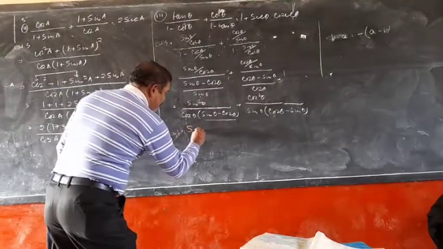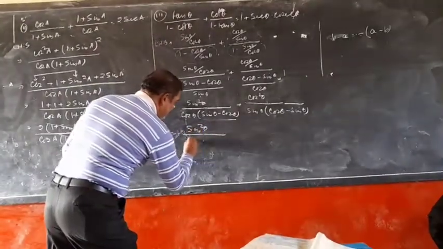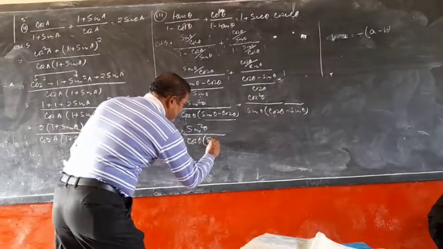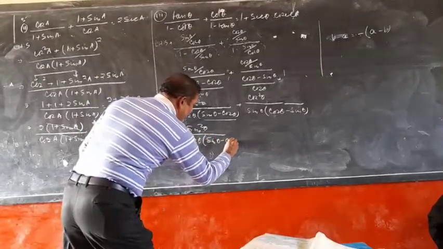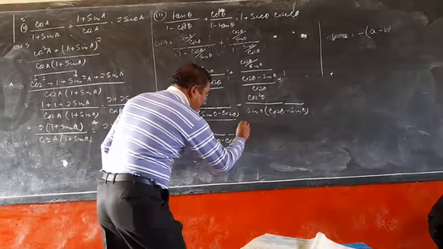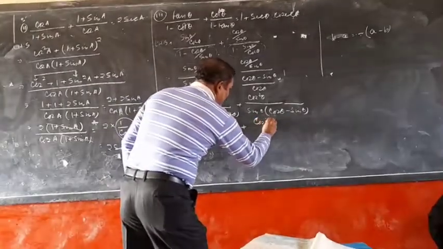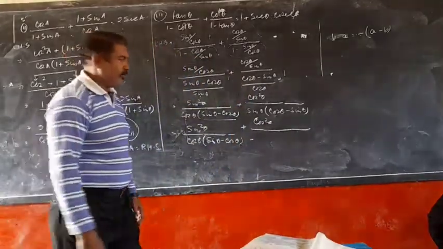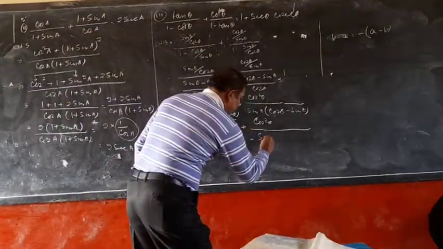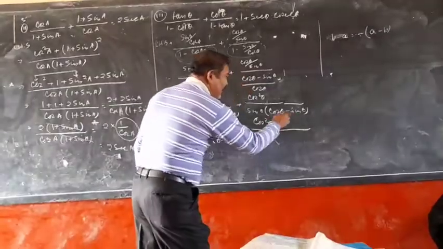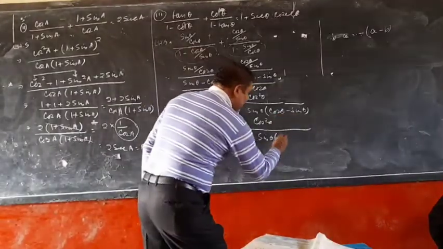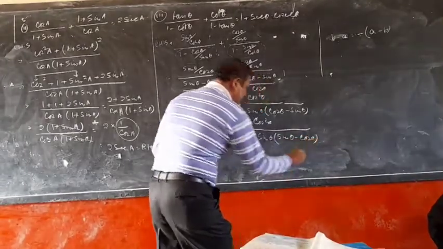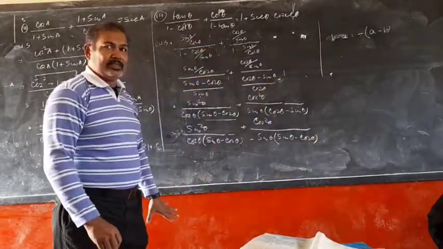So one more step we write here: sin square theta upon cos theta into sin theta minus cos theta, plus cos square theta, with minus taken as common. This will become sin theta, and what happened? This is sin theta minus cos theta. This is the key step for this identity.